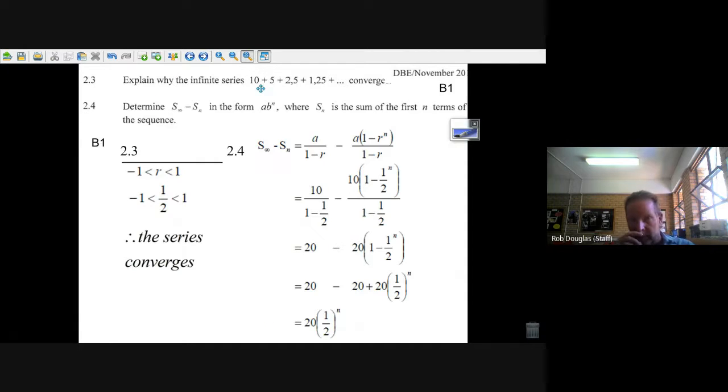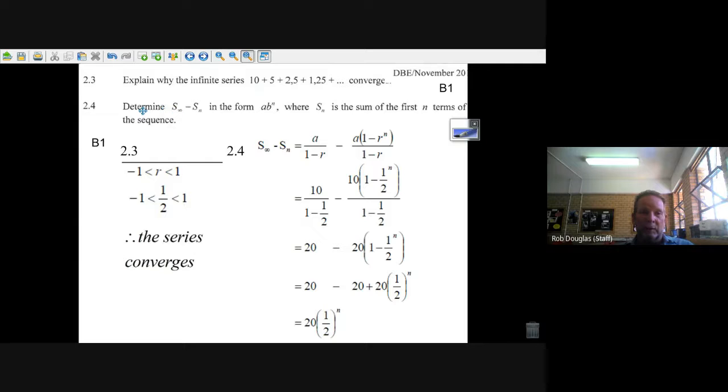Let's look at 2.3. Explain why this infinite series, it goes on forever, why do we know it converges? If you go to your formula sheet, you'll see S infinity is a over 1 minus r. But next to it, you'll see the conditions for convergence. It'll only converge if r is a number between 1 and minus 1. Why does it converge? Because half is a number between 1 and minus 1. Therefore, the series converges. That's all you write down. Not so hard.